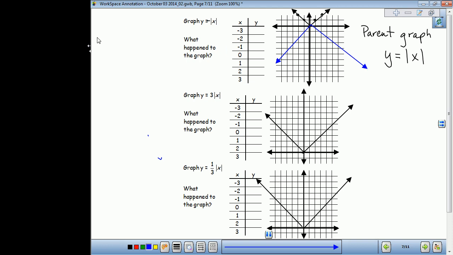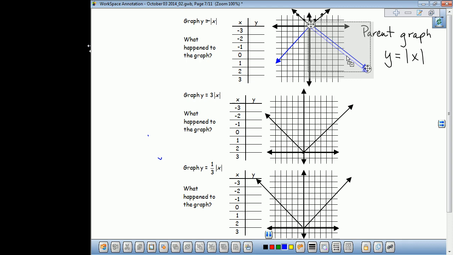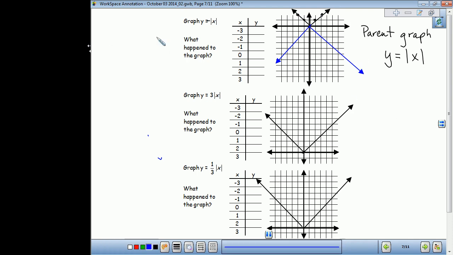I totally missed. Let's see if I can move that around. I'm just not getting it. There we go. That's it. Okay, so we knew from yesterday that this is just a reflection over the x-axis. Nice little review for us there.